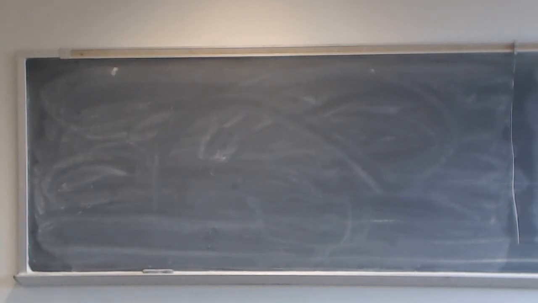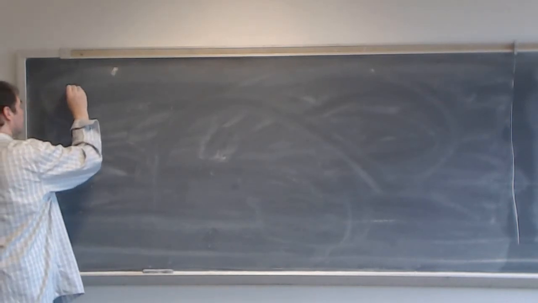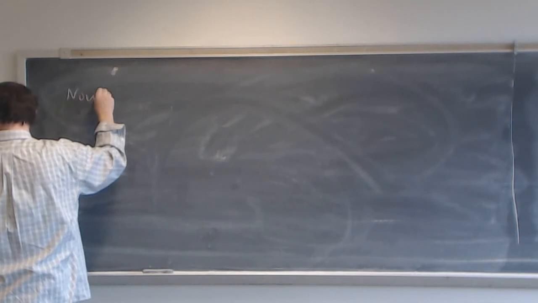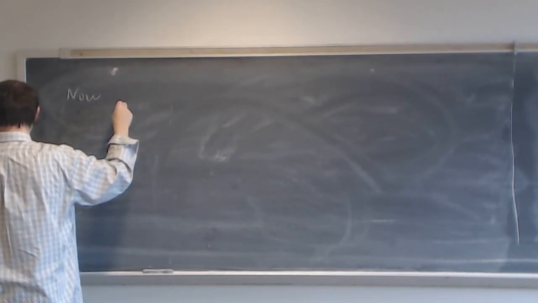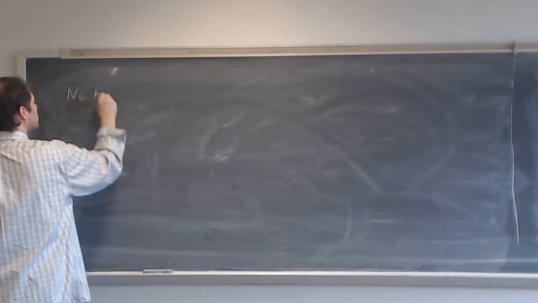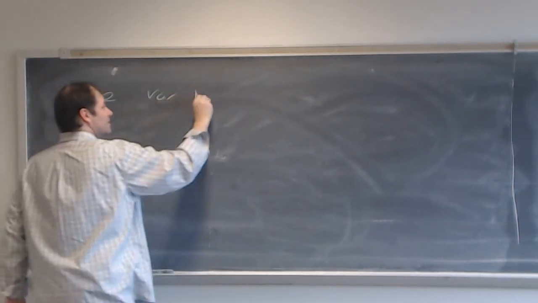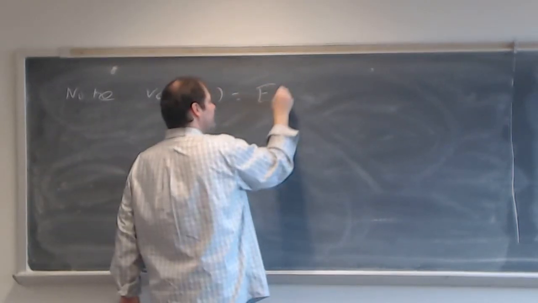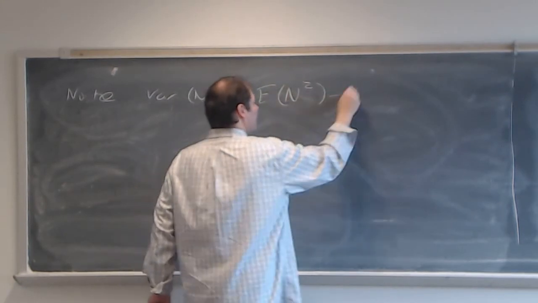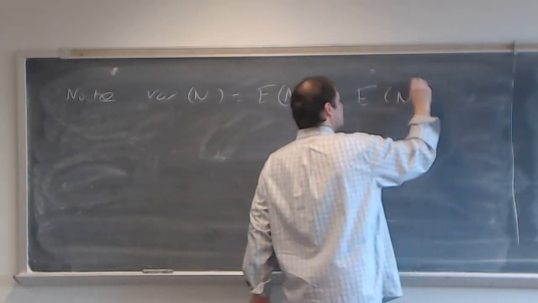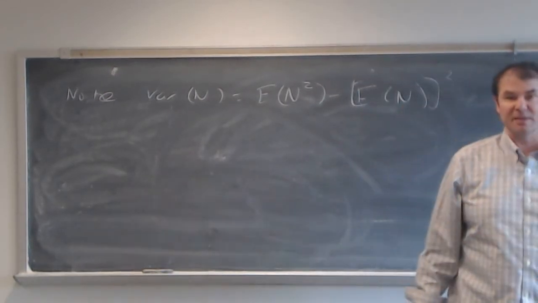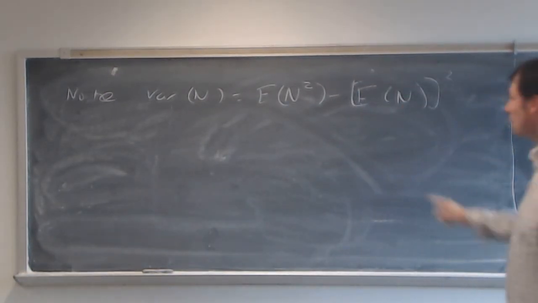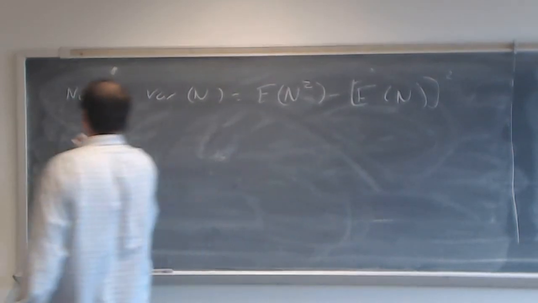Okay. Now, what are we looking for? Note, the variance of N, that's what we're looking for. That's the expected value of N squared minus the expected value of N, squared, which we already have. We proved that just a few minutes ago. It's 1 over p squared. So that's what we're working with.